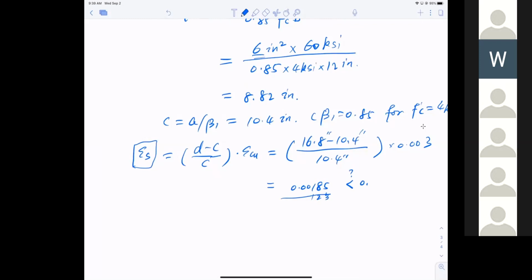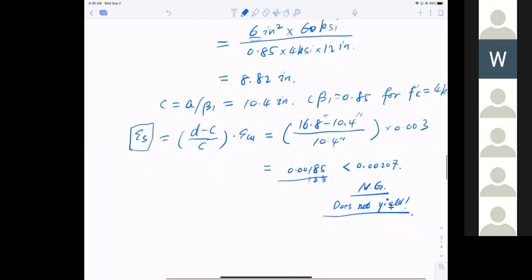Okay, effective. And this is smaller for sure, smaller than the yield strain, right? It's 0.0207. Okay, not good. Not good. So it means the steel does not yield. Does not yield. So what to do? What to do?